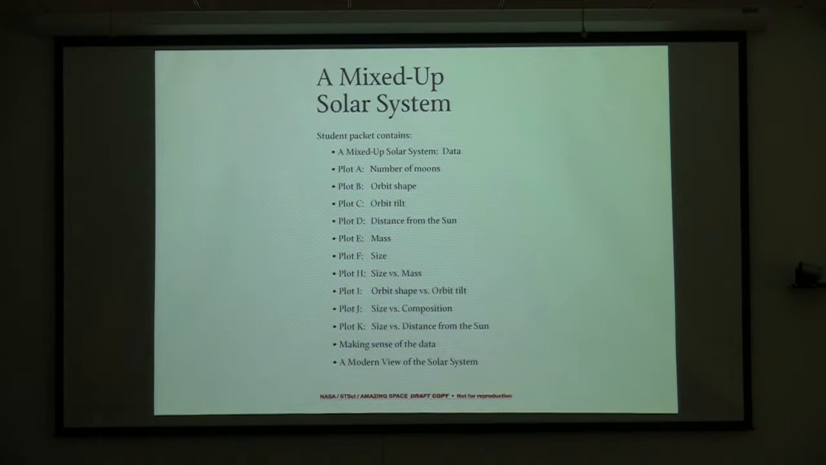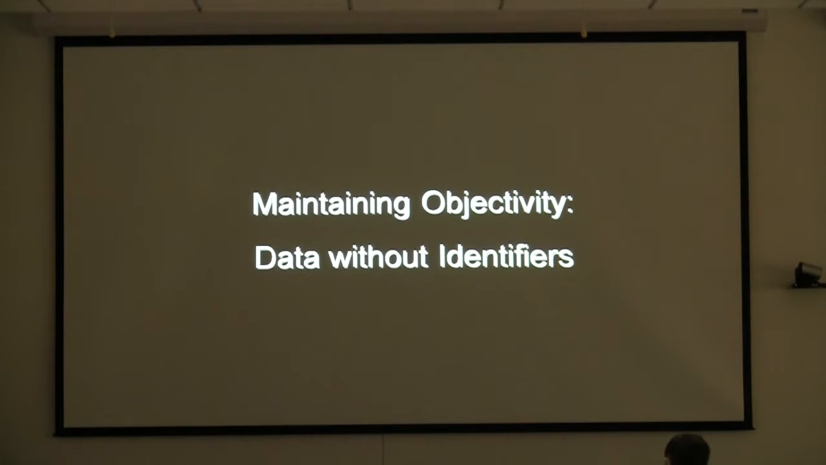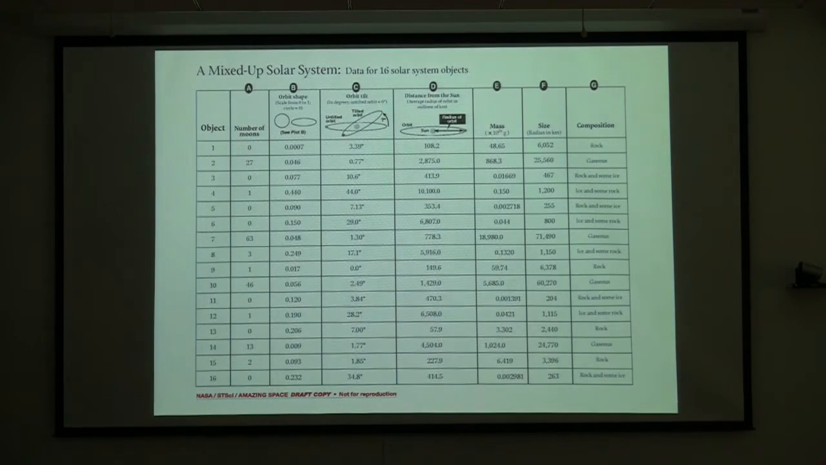So, Dan, what do we pass out first? Okay, first we have the data. The first thing we're going to pass out to you is the data. And if you look up on these slides, we are going to maintain our objectivity. We are not going to tell you what these objects are. If I tell you one of them is this and one of them is that, you will have preconceived notions. So we just have objects with numbers. So this is your data table. Objects 1 through 16.